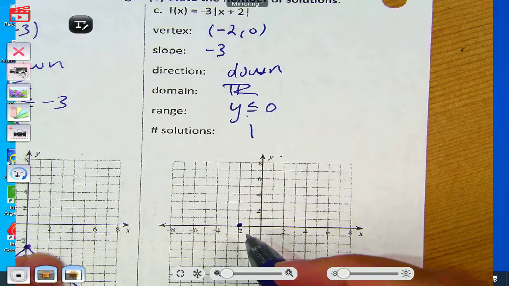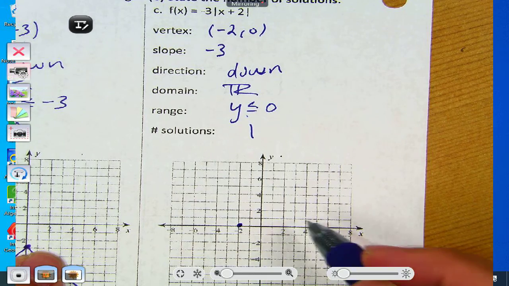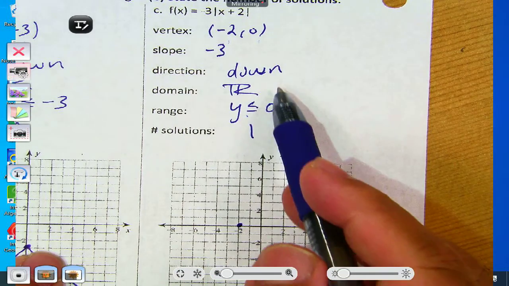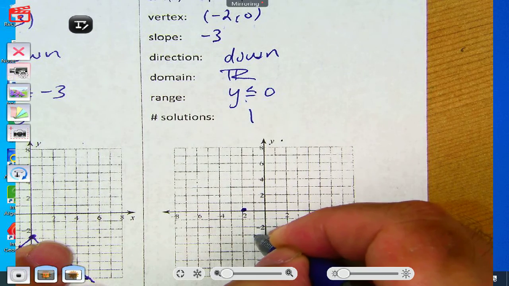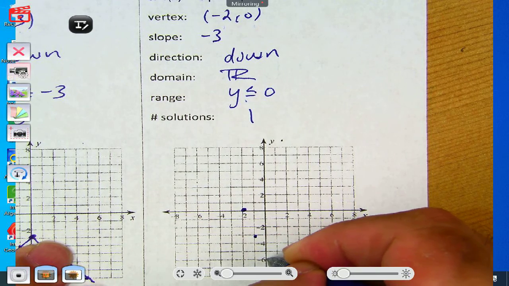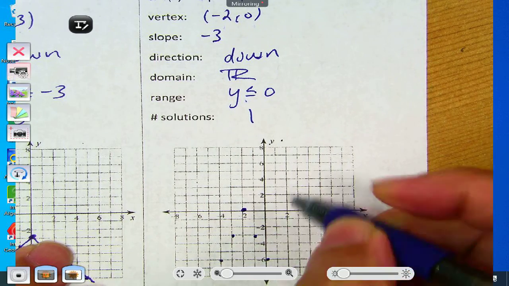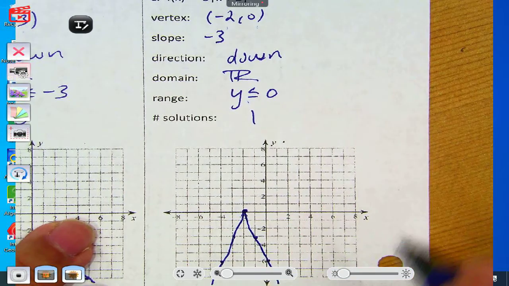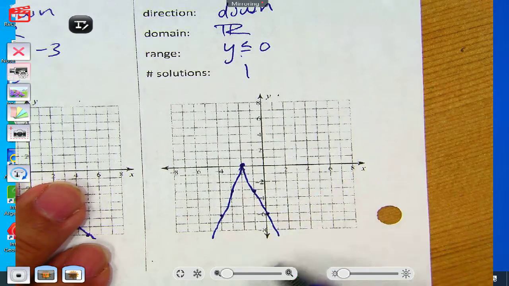All right, the most common error today was people putting -2, 0 over here. Okay, make sure you pay attention to that ordered pair. It's always x then y, x comma y. All right, so this has a slope of -3, so I'm going down 3 over 1, down 3 over 1. And do the same on the other side, down 3 over 1, down 3 over 1. There's the graph.